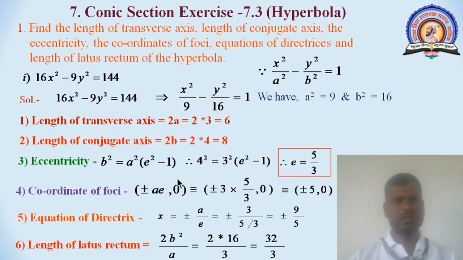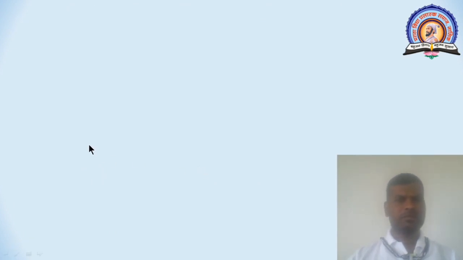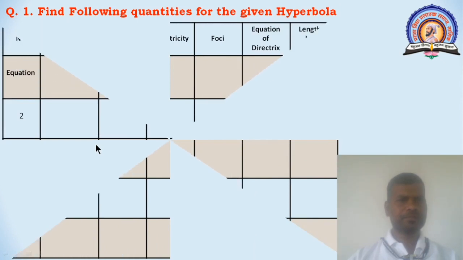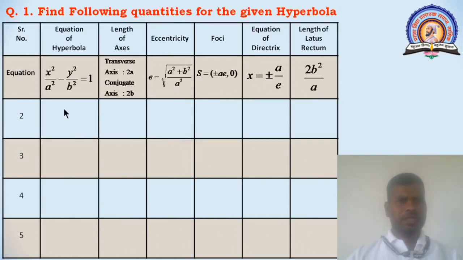So this is the length of transverse axis, length of conjugate axis, eccentricity, coordinates of foci, equation of directrix, and length of latus rectum of the given hyperbola. Now the next example we will see in tabular form. The equation of hyperbola in standard form; transverse axis is twice a, conjugate axis is twice b, eccentricity formula, coordinates of foci, equation of directrix, length of latus rectum.